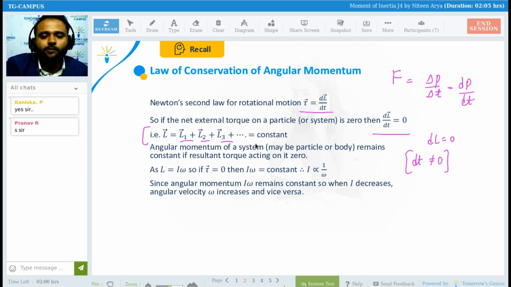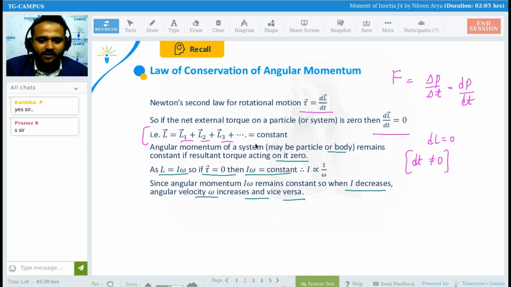So the net or total angular momentum is going to be constant. The angular momentum of a system, a particle or a body, remains constant if the resultant torque acting on it is 0. L is I omega, and if torque is 0, then I omega is constant, so I is inversely proportional to omega. Since the angular momentum I omega remains constant, when I decreases, angular velocity omega increases and vice versa.